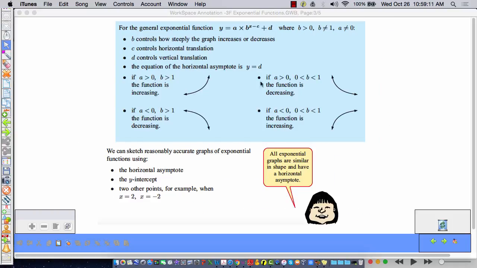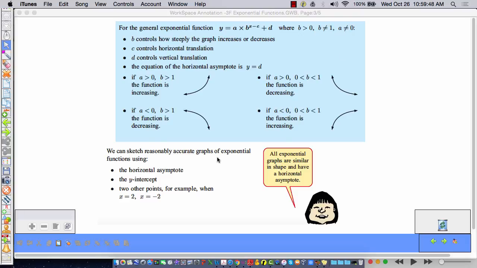Couple other things. I'm not a big memorizer here. We can kind of figure things out. I'm not a proponent of memorizing if a is greater than zero, b is greater than one; we should be able to figure that out without memorizing. But generally, just like with other functions, the biggies here: c controls horizontal shift and d controls vertical shift. And then a has all kinds of effects on it, as you can see here. And of course, we can't have b equal to one or a equal to zero.